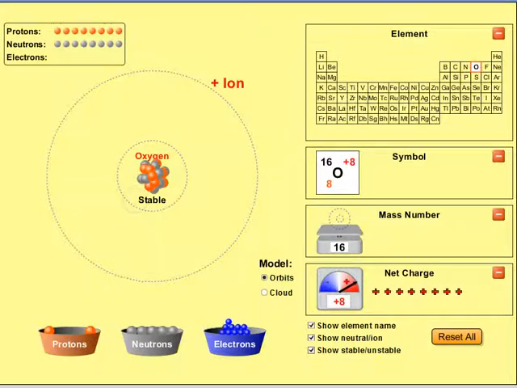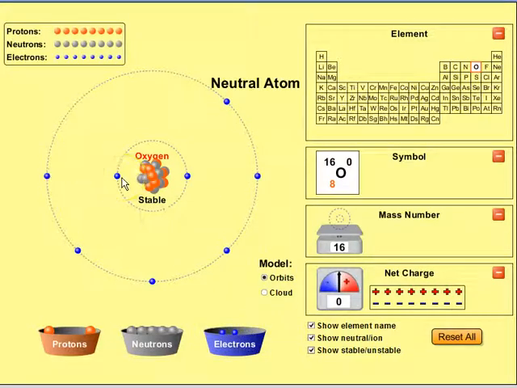Okay, here we go. Now I have a positive ion. Let me balance that out. Let me dump in 8 electrons as well. Okay, here we go. We are good. Now we have a neutral oxygen atom. Alright?